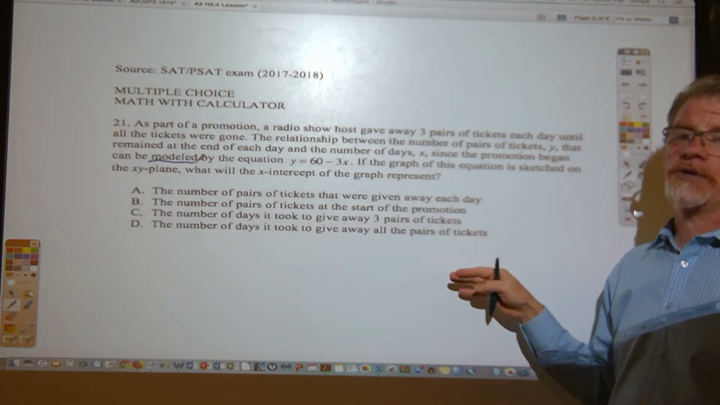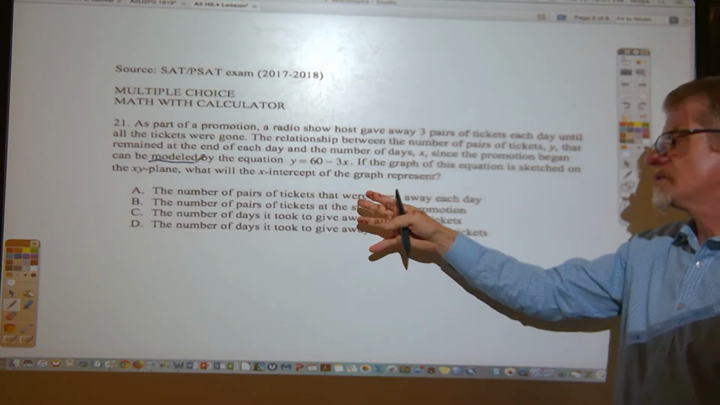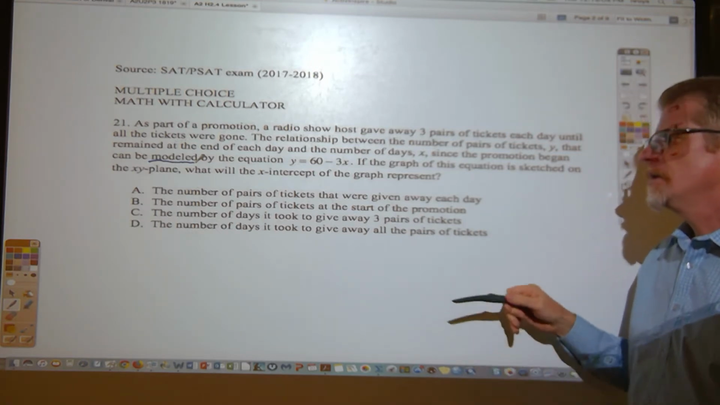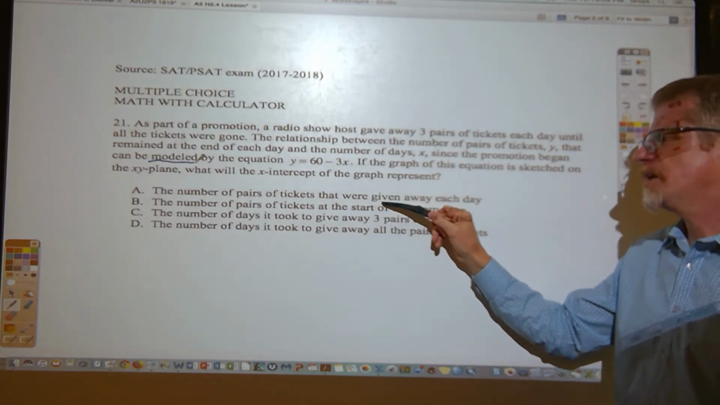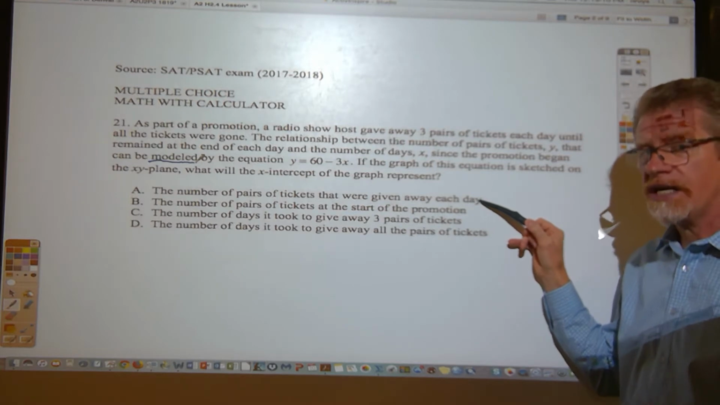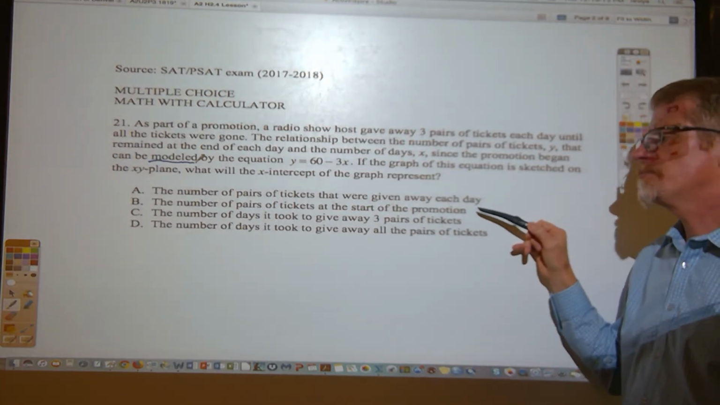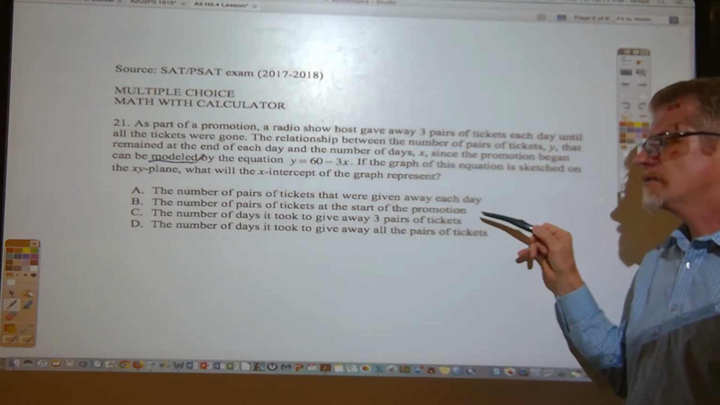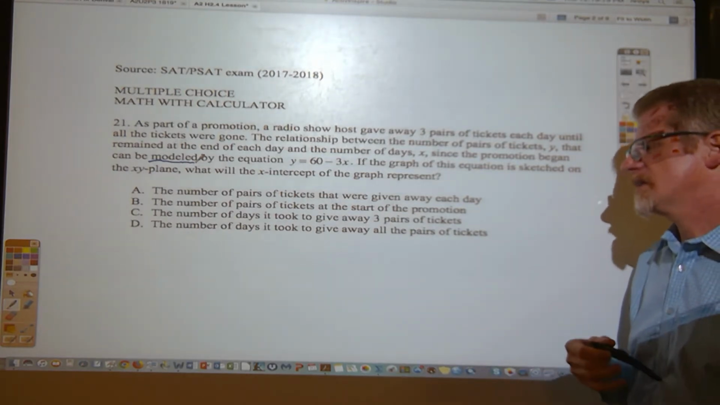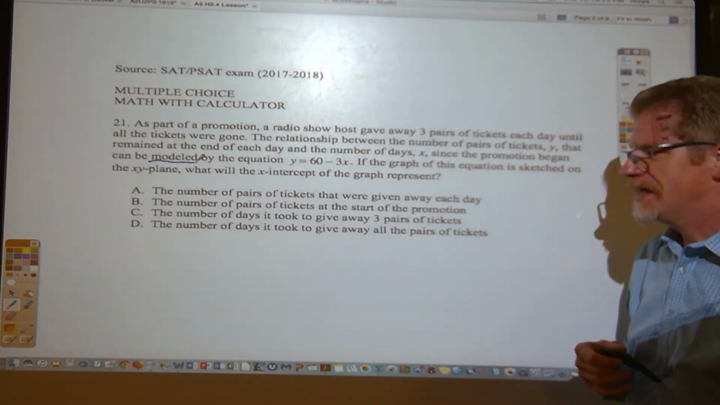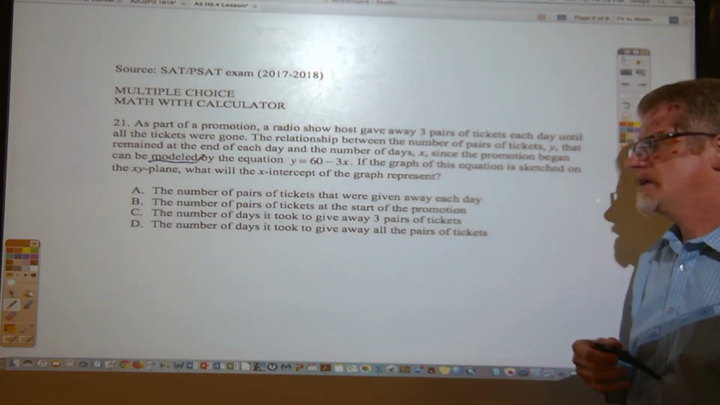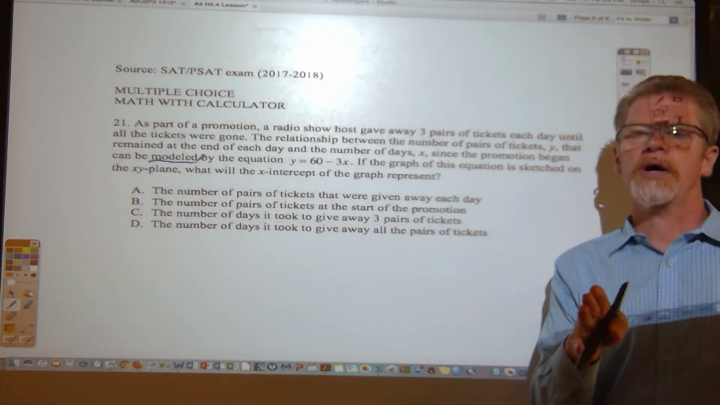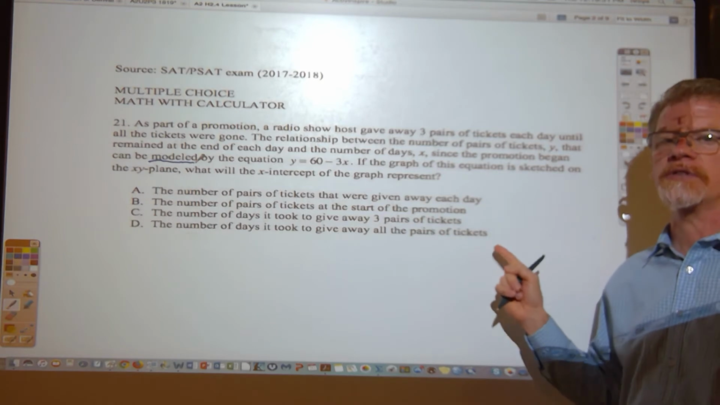You have 4 options here. Just one number. It's mostly words. This is mostly a verbal problem. A, the x-intercept represents the number of pairs of tickets that were given away each day. B, the number of pairs of tickets at the start of the promotion. C, the number of days it took to give away 3 pairs of tickets. And D is the 4th option, the number of days it took to give away all the pairs of tickets. So go ahead and pause the video, think about it, and pick one of those 4 answers.